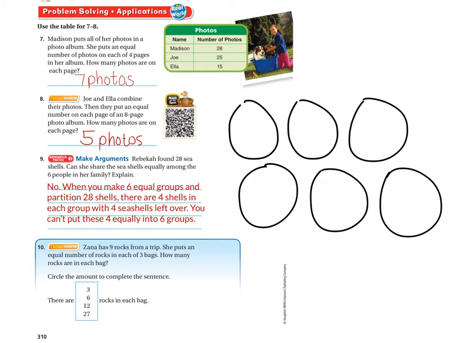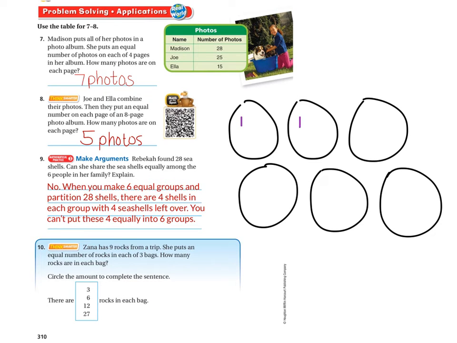All right, let's look at this a little more closely. So if Rebecca is sharing these seashells between 6 people in her family, I know I need to draw 6 equal groups to represent the 6 people. Now let's try to partition these 28 shells into these 6 groups and see what happens.